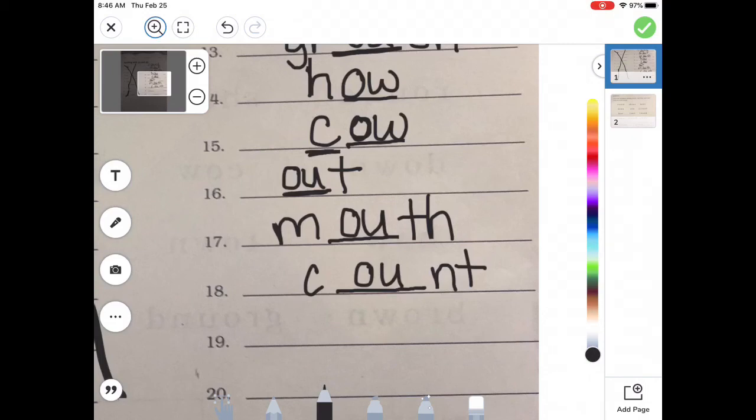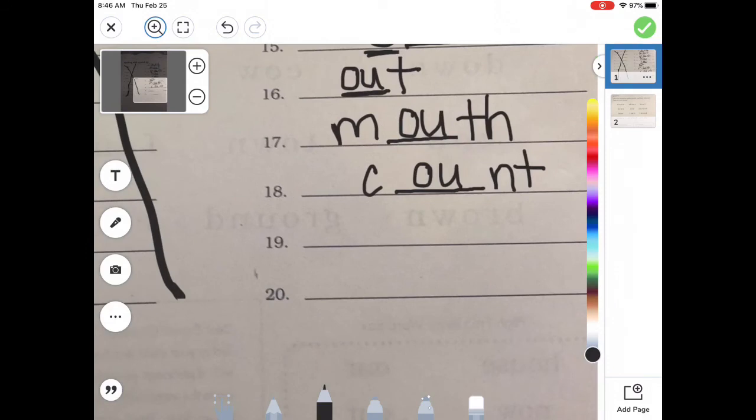What about sprout? Sprout. Now listen carefully. This first blend is tricky. Spr. That's a three-letter blend because it's S-P-R. Spr, out, t. So I need that OU in the middle again, so I'm going to need that ow sound in the middle, so I'm going to use OU. Good job.